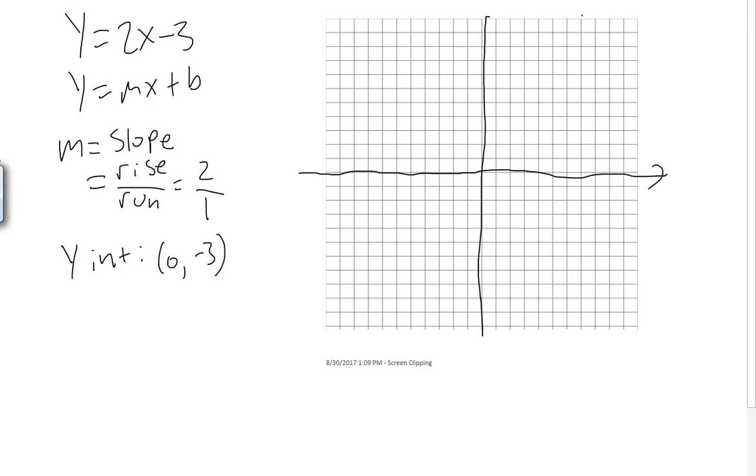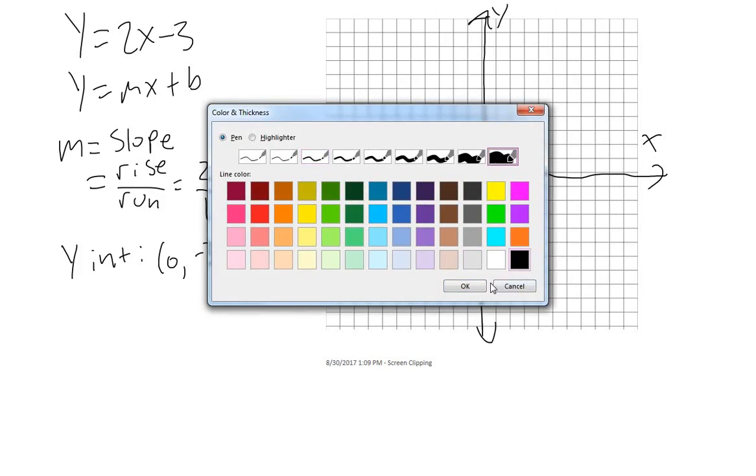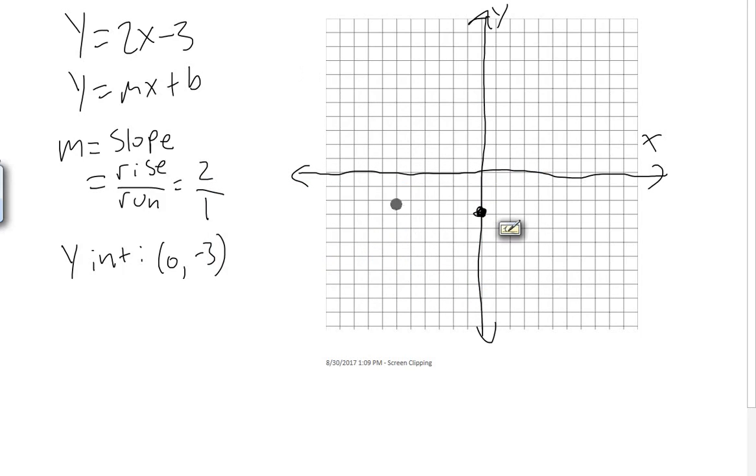So if this is my xy axis, this is the x-axis, this is the y-axis, then the slope-intercept form of a line tells me to start at the point 0, negative 3. 0, negative 3 is down here. From 0, negative 3, I go up 2 steps and over 1 step, and then I go up 2 more steps over 1 step.